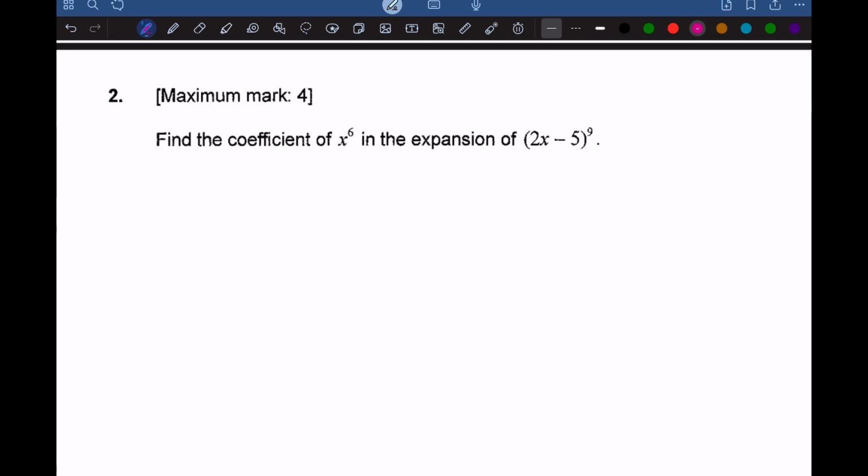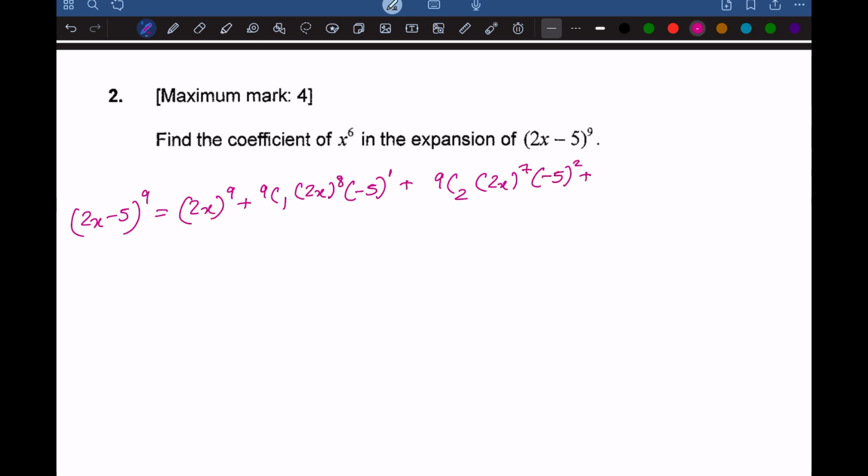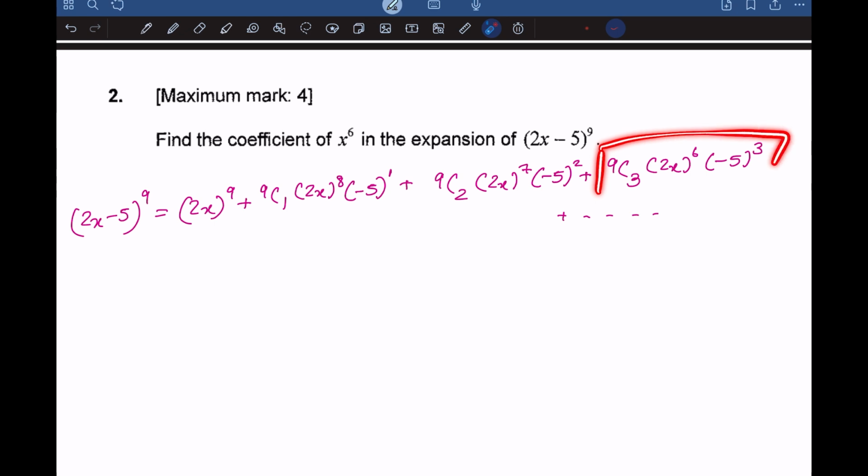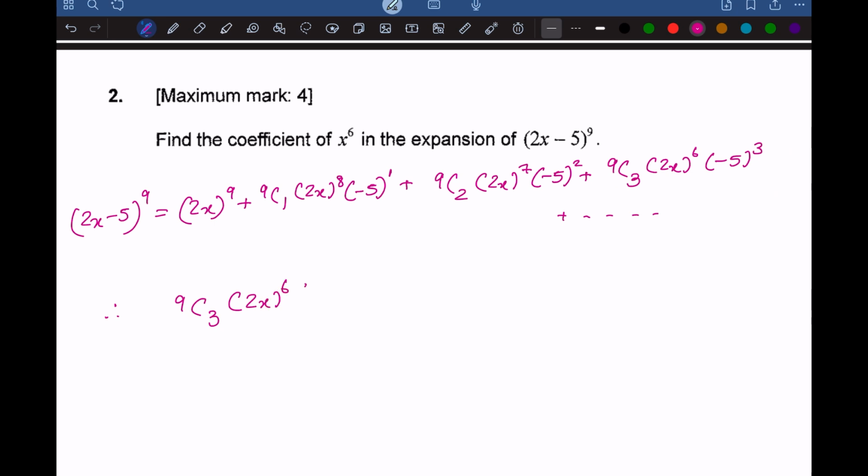So we have to find the coefficient of x to the power of 6 in the expansion of (2x minus 5) to the power of 9. Okay, so we can just expand this. So first is (2x) to the power of 9 plus 9C1 (2x) to the power of 8 times negative 5 to the power of 1, 9C2 (2x) to the power of 7 times negative 5 squared, and 9C3 (2x) to the power of 6 times negative 5 whole cubed. Now this is the term which contains x to the power of 6, right? So I can just expand this term and I'll find the coefficient. So 9C3 (2x) to the power of 6, negative 5 whole cubed.